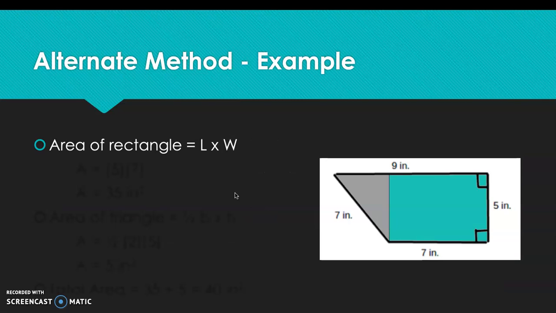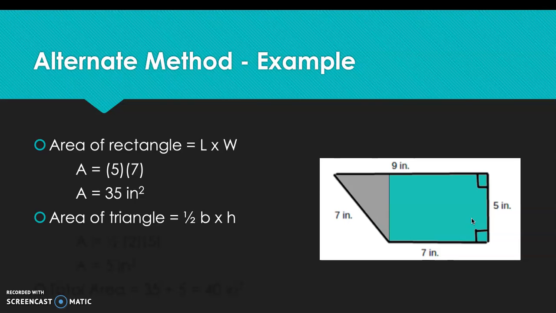An example doing that. So we have a rectangle, so I'll need the area of a rectangle, length times width. The length is actually 7 and the width 5, but we know it doesn't matter. 5 times 7, 7 times 5. Either way, we get 35 inches squared.